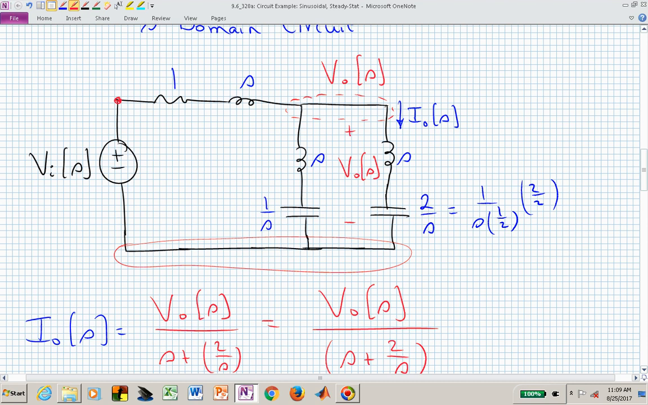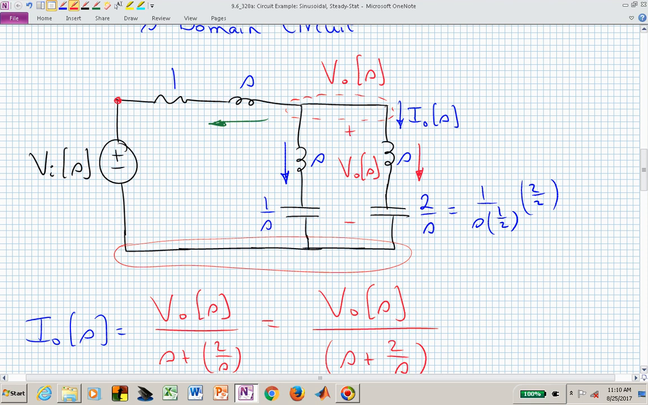V sub I of S, I'm assuming I know, and I'm going to apply a sinusoid there. So now can I find an equation that will allow me to solve for that one unknown, capital V sub 0 of S? And yes, I can by applying KCL at that V sub 0 of S node. I have a current flowing this direction from that node. I have another current flowing this direction, and I have another current flowing down, which is really just the I sub 0 of S current.